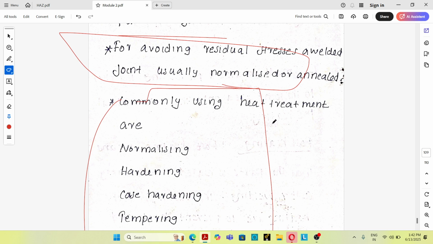Okay. So in this video, I have discussed the weldability of a material. What are the factors affecting weldability? Weld zone, 3 zones in a weld zone, heat affected zone, 3 zones in heat affected zone, then preheating and post-heating of welded joints.